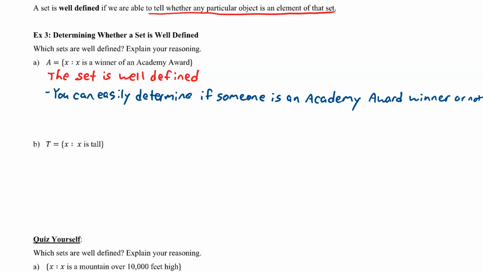The next example we have for part B says the set T is the set of X such that X is tall. Well, again, if we think about being well defined and you being able to very concretely, very definitely say yes or no, like we did with the last one. Yes, this person is an Academy Award winner. No, that person is not. In this case, this set is not going to be well defined.